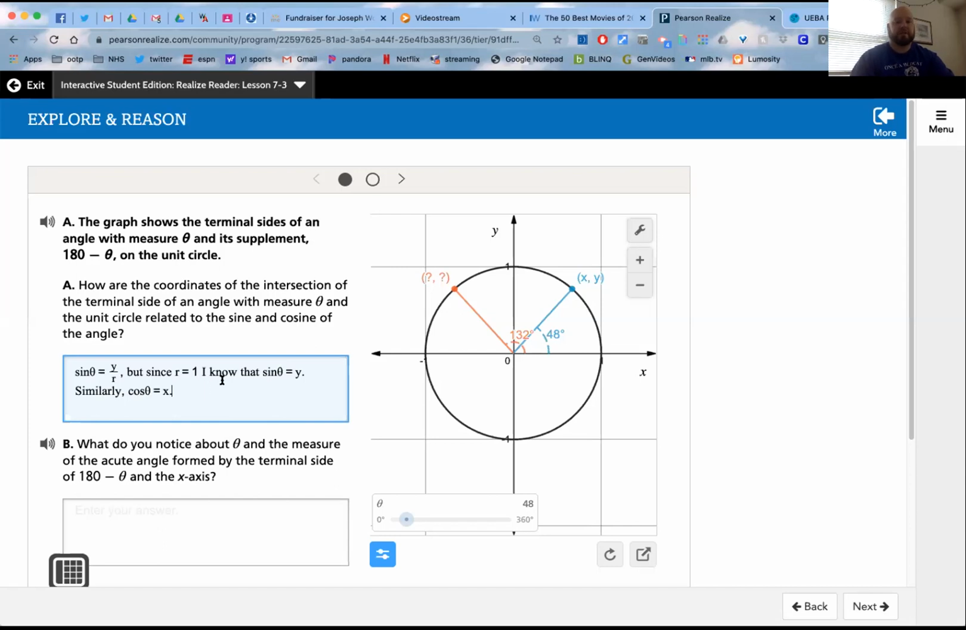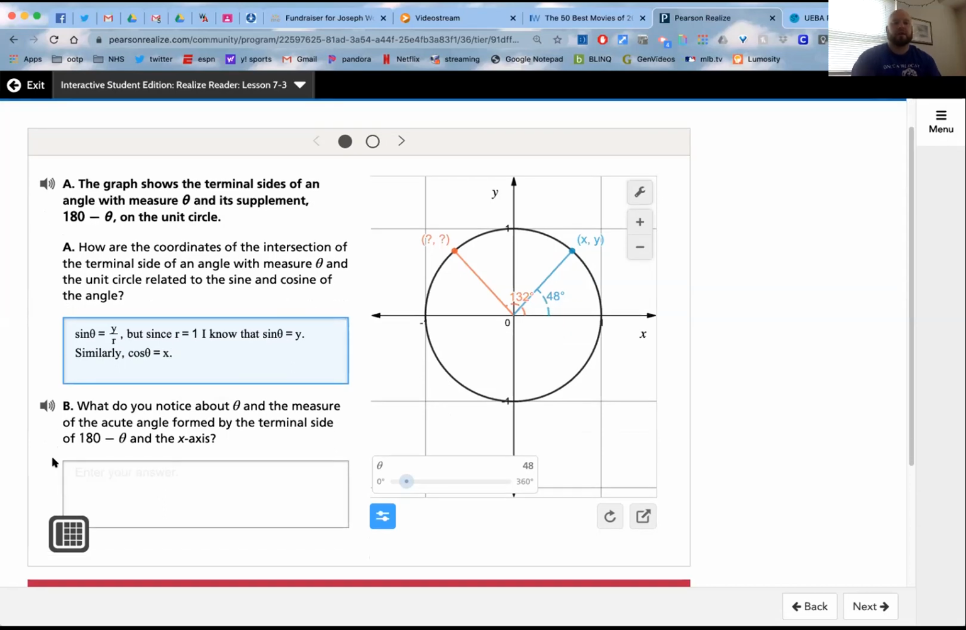And these relationships that we just put in here are hugely important to this concept of trigonometry and the unit circle and solving for different measurements inside of angles and in the unit circle. Part B says, what do you notice about theta and the measure of the acute angle formed by the terminal side of the supplemental angle and the x-axis? So this might be kind of tricky.